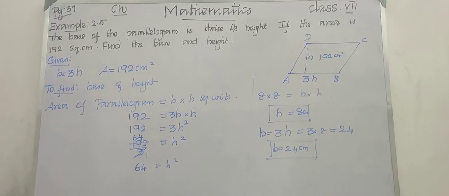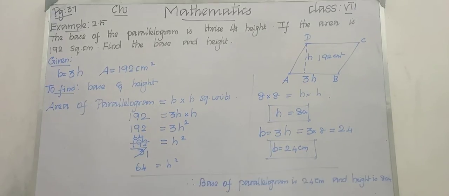Children, now we got the base of the parallelogram and also the height of the parallelogram. You can copy this in your classwork notebook. At the last, write: Therefore, base of parallelogram is 24 centimeter and the height is 8 centimeter. Children, write this and complete. So we have completed all the example sums in parallelogram. Now let us see the exercise.